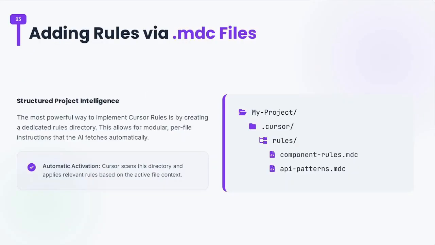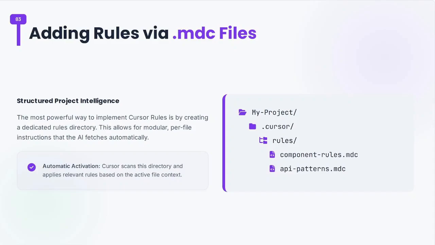Now let's look at the most powerful way to implement Cursor rules. For example, inside the project folder, we create a .cursor folder. Inside that, we create a rules directory. Within this folder, we can add multiple .mdc files. Here we created components-rules.mdc for front-end standards and API-patterns.mdc for back-end standards. This approach makes our rules modular, organized, and easy to maintain.